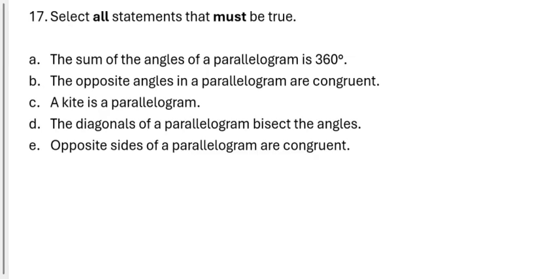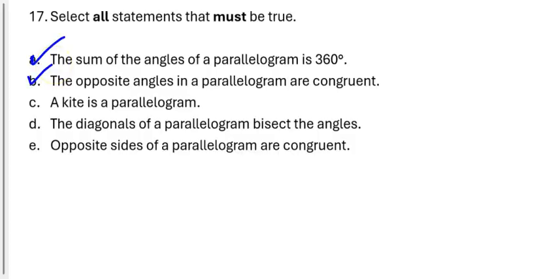Problem 17, select all the statements that must be true. The sum of the angles of a parallelogram is 360. This is true. Think of a rectangle. We have 4 90s. 90 times 4 is 360. If I have a parallelogram, the opposite angles are equal, but the angles that are adjacent to each other add up to 180. And so you have 2 pairs of those. That's again 360. The opposite angles of a parallelogram are congruent. That's one of our theorems.